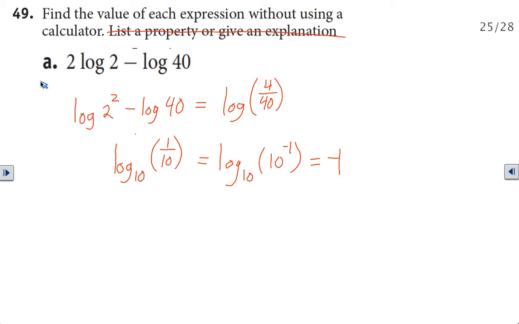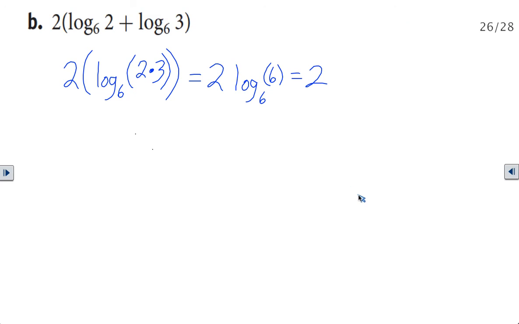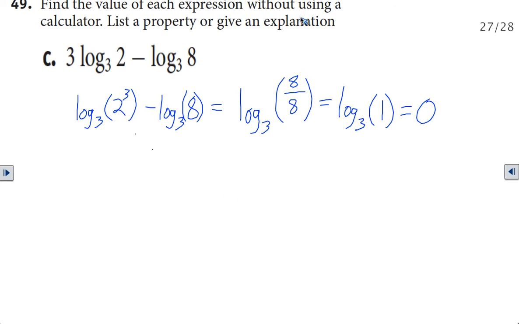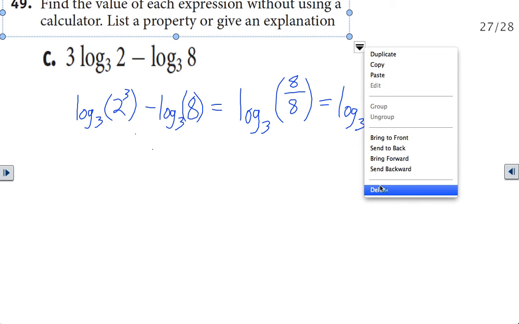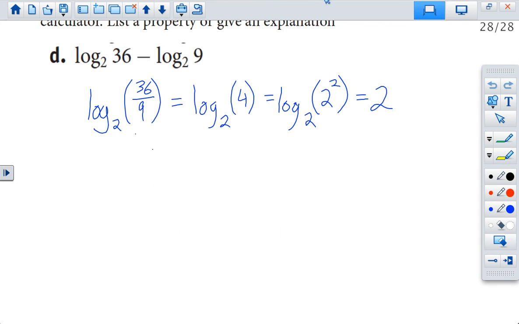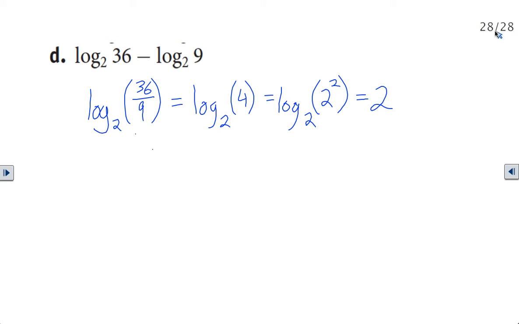I'm trying to remember if you'll have one of these problems. I believe so, but I'm not 100% sure. So make sure you know how to solve these with the properties, and moving on. Here's, what is it? This is 49, part B. And part C. I forgot to delete this. You don't need that. It's just 49, part C. And then part D. And then I believe this is the last slide. Yep, it's 48 of 48 slides.